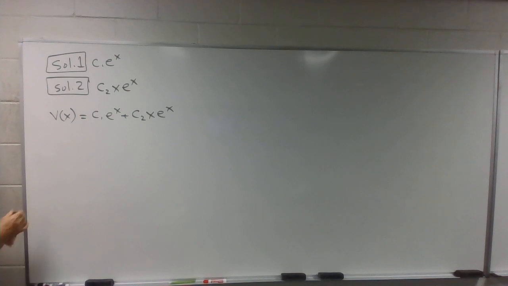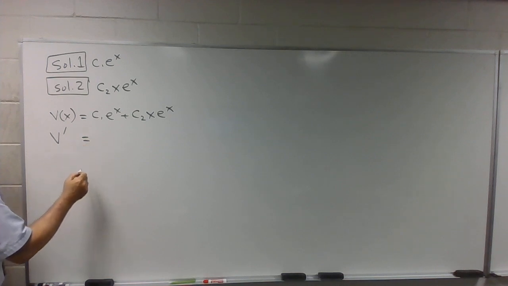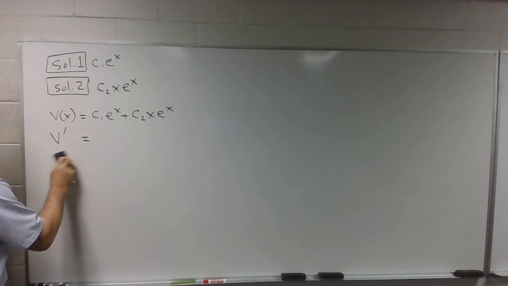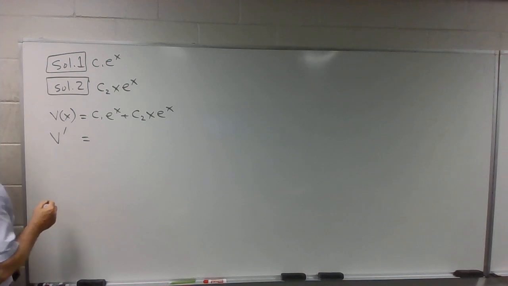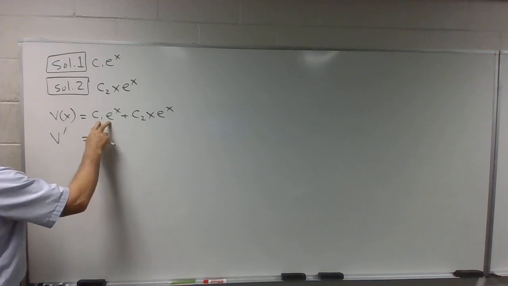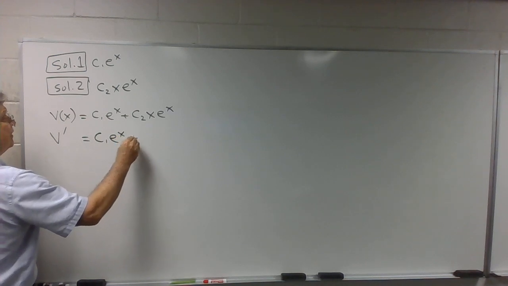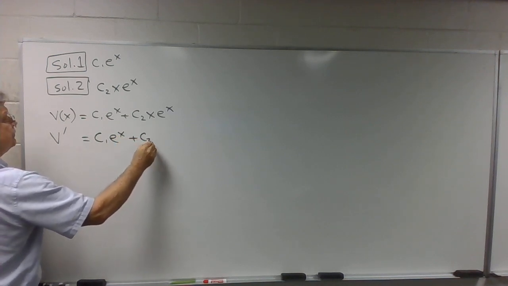So here's v. We're going to compute the derivative v prime and the derivative v double prime and plug all of these into the original complementary equation and show that we get 0. Okay, derivative of c1 e to the x, that's c1 e to the x. Derivative of c2, whoops, no, wait a minute.